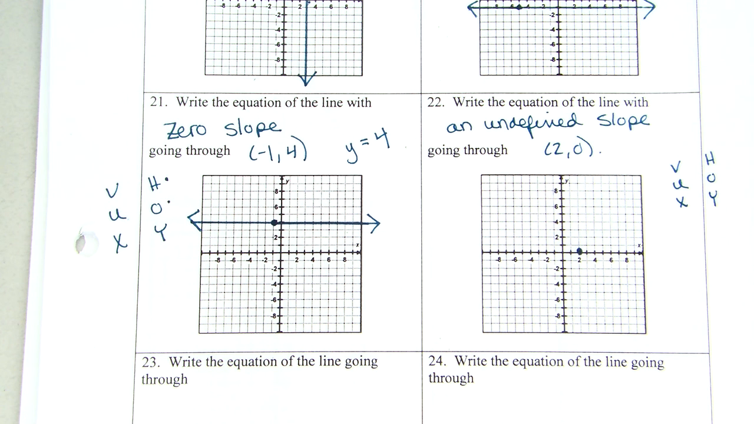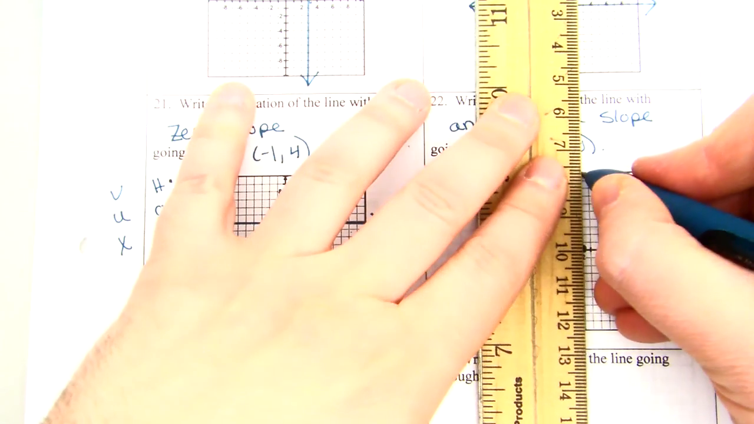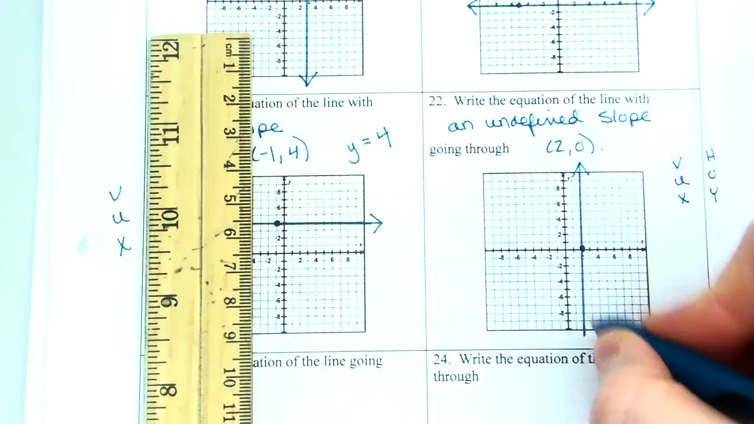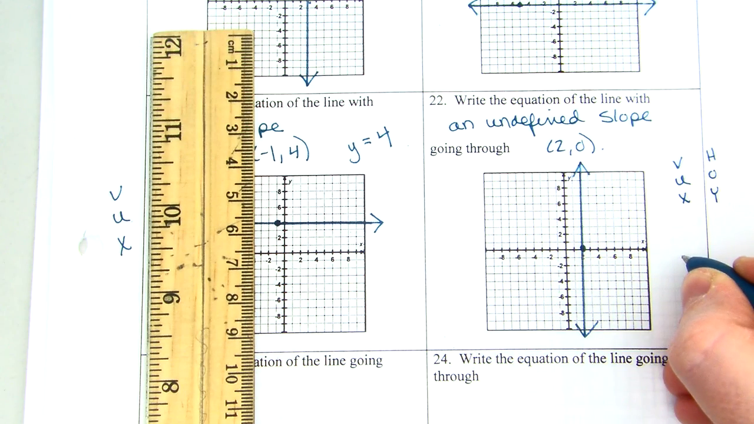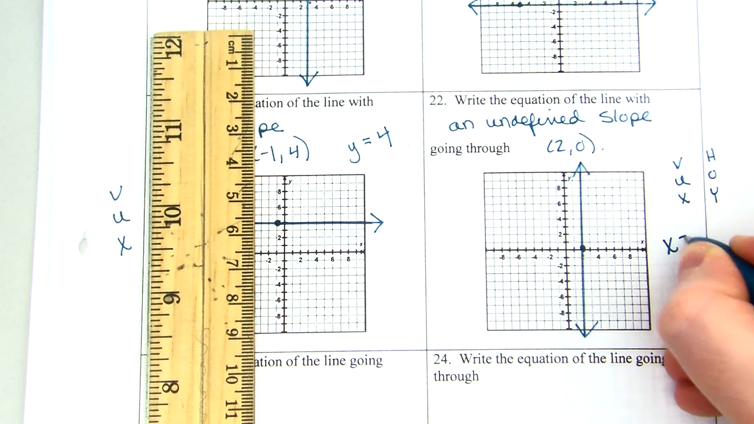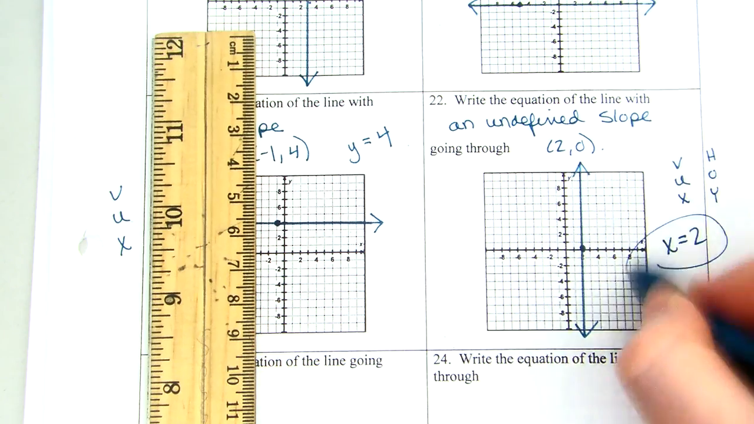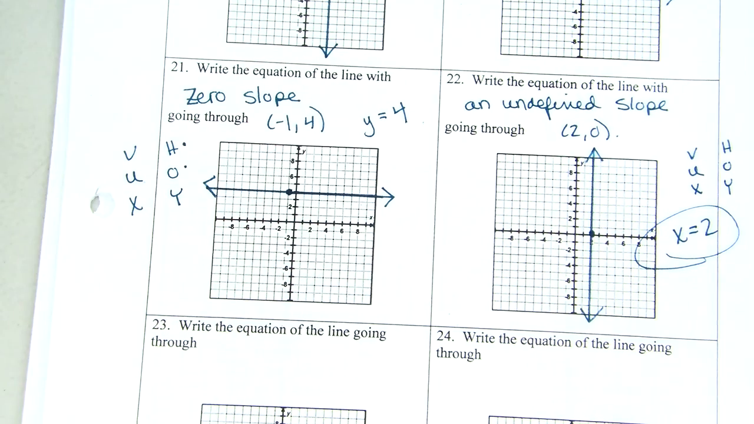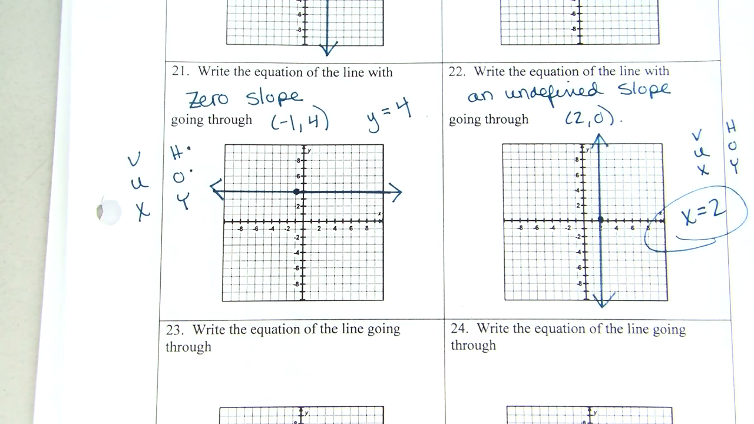Undefined? Danny, what's undefined? Vertical or horizontal? Vertical, yeah. So, Danny, do you have your equation of that line? Perfect. X equals, because it's a vertical line, x equals what number? X equals 2. We're not going to do 23 and 24 right now, but in those I was going to give you 2 points. You would graph them and see, is it vertical or is it horizontal, and write the equation. You'll be able to do that in the homework.